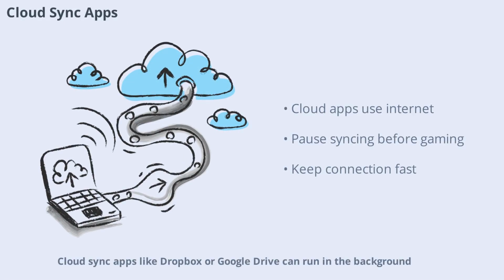Cloud sync apps like Dropbox or Google Drive can run in the background, uploading or downloading files. This uses your internet and can slow down your game, especially if you play online. Pause syncing or close these apps before gaming to keep your connection fast and stable.